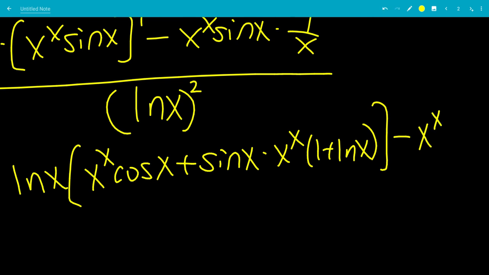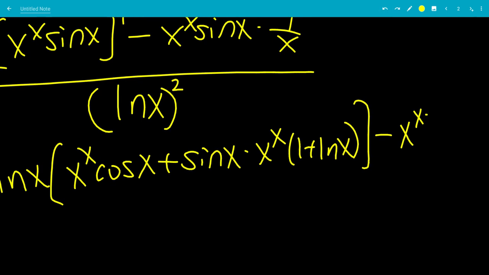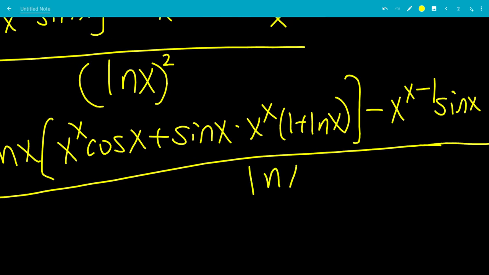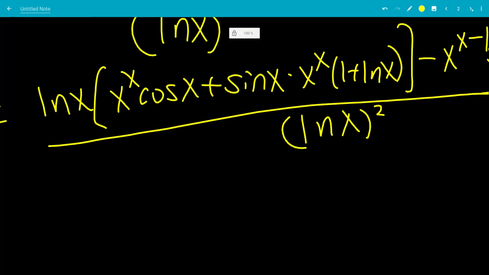So we have x to the x, and then 1 over x is x to the minus 1. We can multiply the powers in, so that would be x to the x minus 1 times sine x, all over ln x squared. It's hard to see right now, but we'll get there.